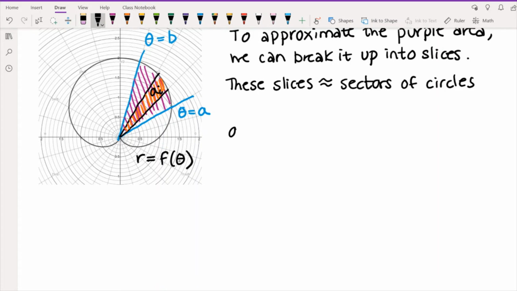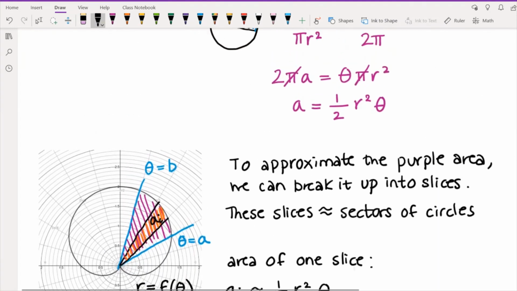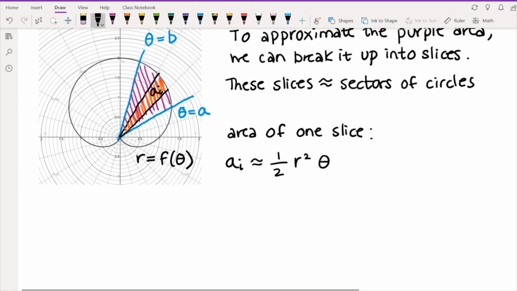So the area of one slice would be Ai is approximately equal to 1/2 times r squared times theta, right? That was our formula that we just talked about above for the sector of a circle. So what is the r in this picture? Well, the r is just the radius, right? So we're basically pretending that this orange slice is a piece of a circle.